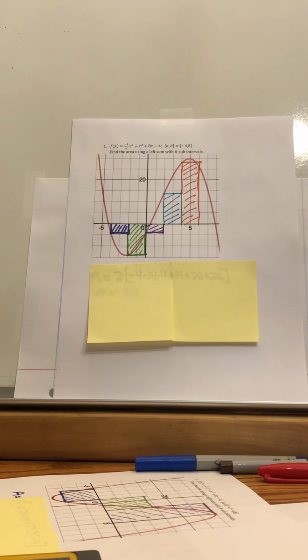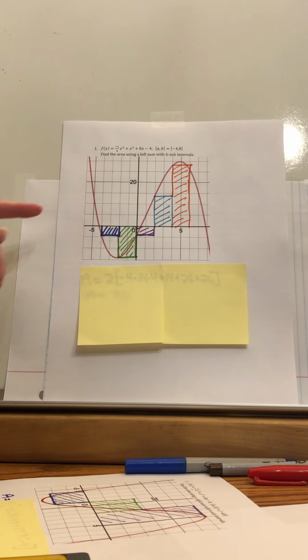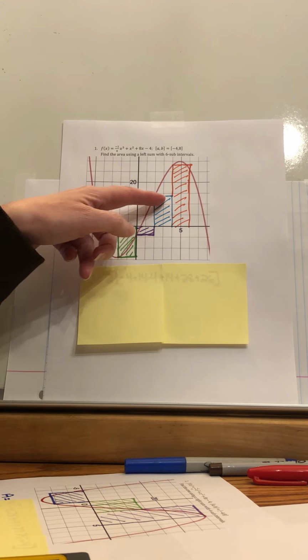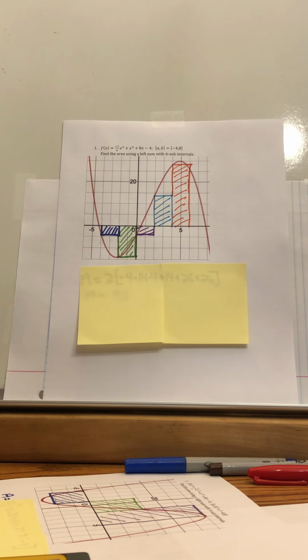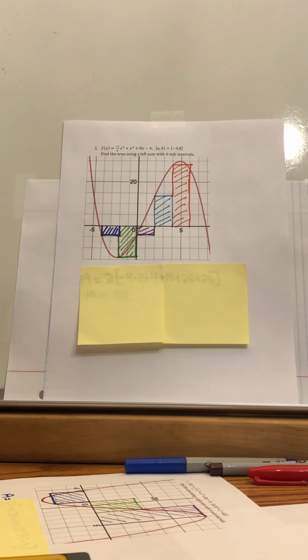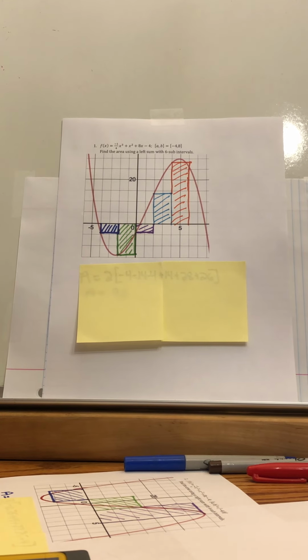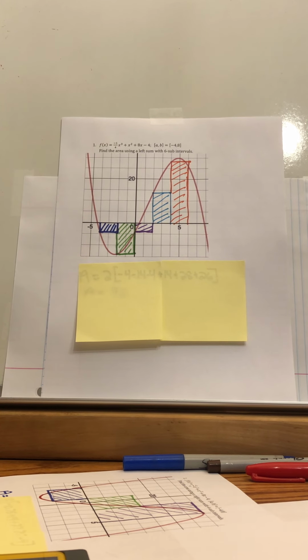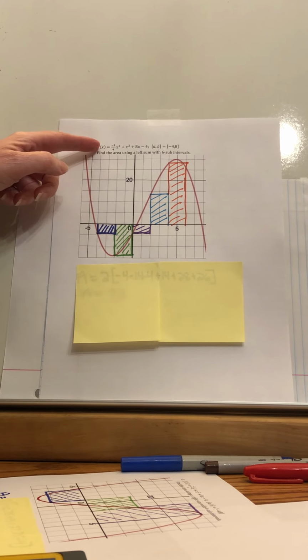Finding area, part 2, when the function goes below the x-axis. What happens is you're going to generate negative area because the height of your rectangle is now a negative number and direction matters. So we are going to take that as a negative height. So for this example, our function is up here.